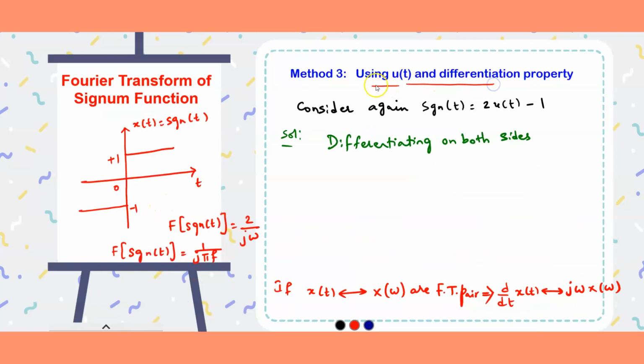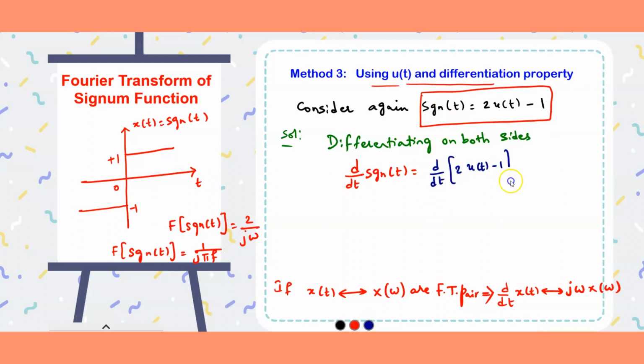The third method is actually to use u of t and the differentiation property. Okay, so again consider signum of t is equal to 2 into u of t minus 1 as in the first method. Okay, then what we are doing, the hint is also given, differentiating on both sides. d by dt of u of t.